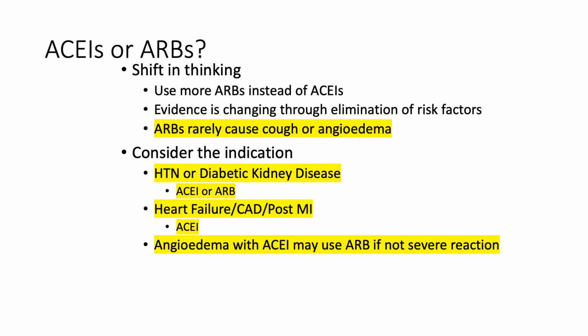Okay, ACEs or ARBs. Overall, we pretty much anymore use more ARBs, although you still see a lot of patients that have been on ACEs for years. So the advantage now is that the ARBs have come down in price. There's still, I think, one on the $4 drug list, but otherwise it's all ACE inhibitors on the $4 drug list. But they've come down in price considerably.